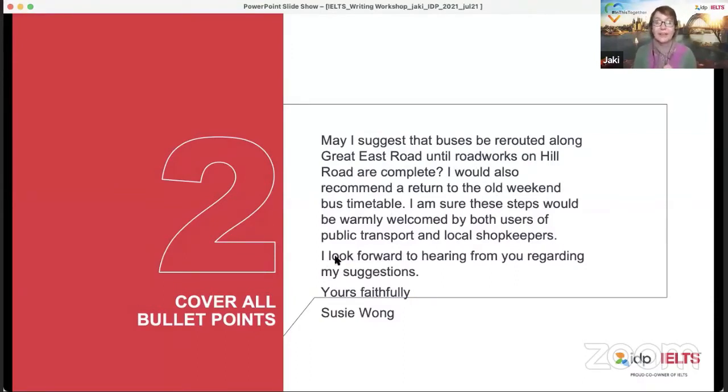Then how do we end? We point to the next step. What should happen next? I look forward to hearing from you regarding my suggestions. Don't forget to sign off. So dear sir or madam, sign off will be yours faithfully. That's a good match in terms of the tone. So if you put like, see you or love you, it would sound very weird, right? The tone would sound strange. And then don't forget your name because it's a letter.